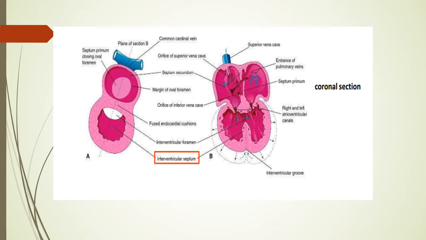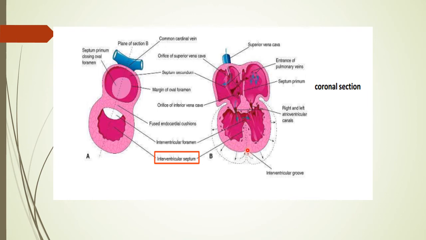Now this diagram shows the development of the interatrial septum also, but here we are concerned with the development of the interventricular septum. If you see in this section, this is a coronal section. In this coronal section, you can see from the floor that the right and left ventricles grow in the form of separate outpouchings of the original ventricle.